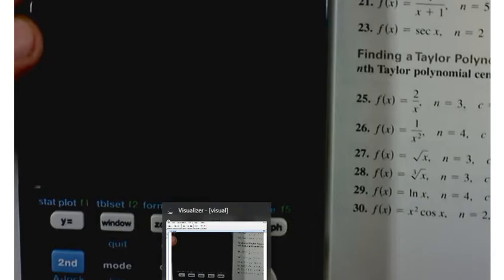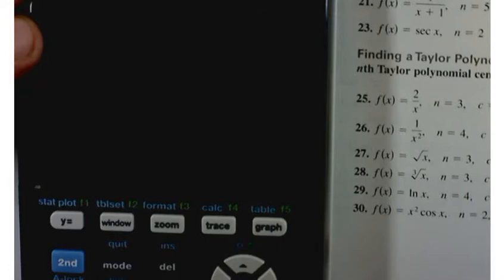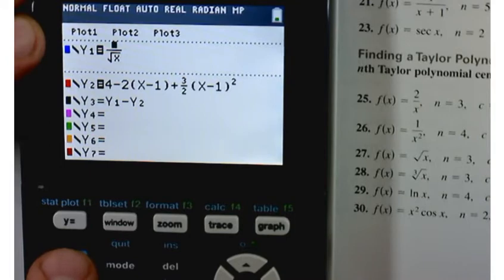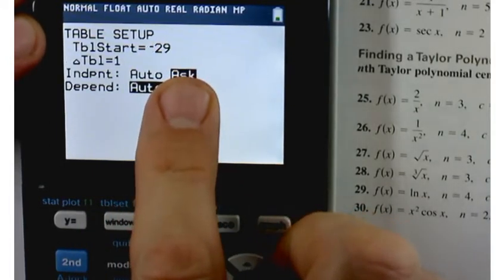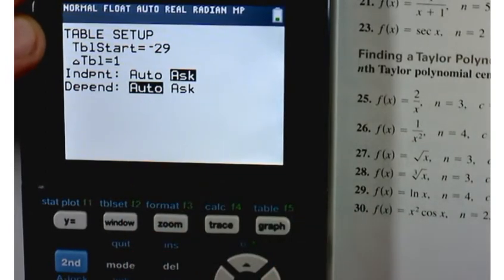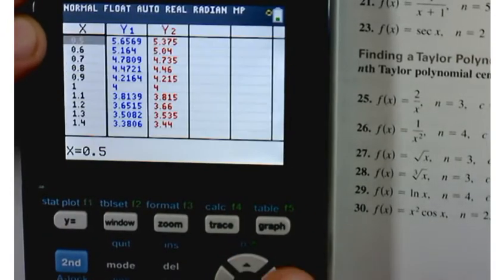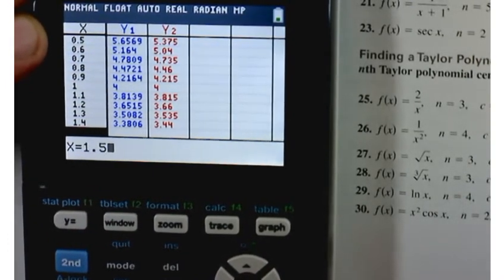So let's kill the soundtrack here and go back here. Make sure that your table is set up the right way. In the second window, make sure that your independent is set to ask, and then we can type in our own values for x. So it won't matter where you start and what the increment is. Hit the second key, then the graph key to get a table. And now I'm typing in the values of 0.5 all the way up to 1.5. So why don't you do the same?